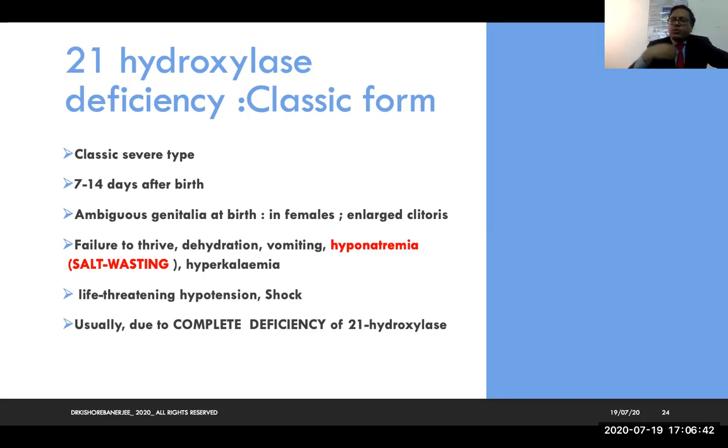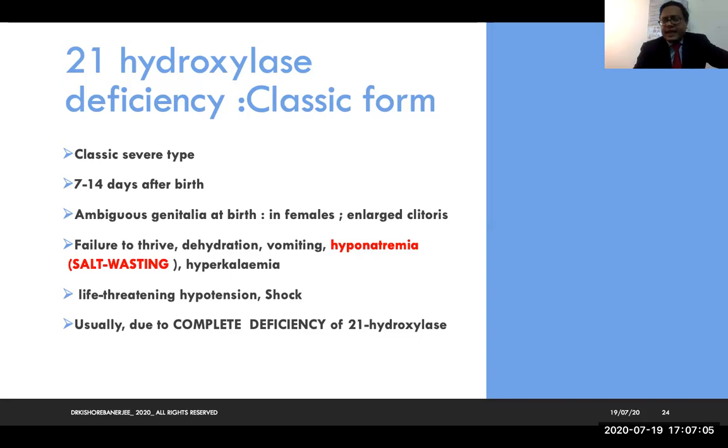So obviously you'd be losing more sodium, that is the salt. That's why it is salt losing. You'd be losing more water. And obviously your potassium cannot be dumped out, so potassium would accumulate inside. So there would be hyperkalemia. So you'd be having hyponatremia, hypovolemia, and hyperkalemia. And obviously due to the low cortisol, you can have hypoglycemia, hypotension, all these features could be there. So this would be the initial presentation.